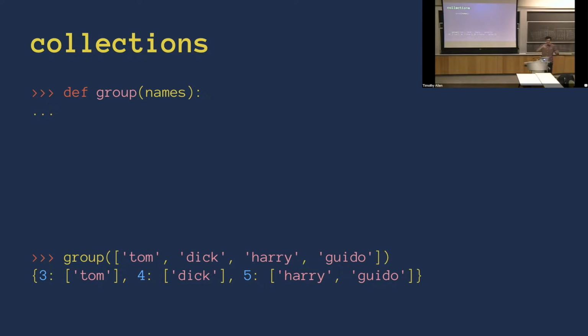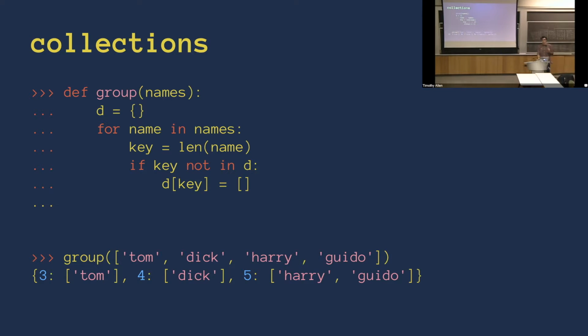Cool. All right, so let's implement this in a naive way, just throw it together. We'll start with an empty dictionary because that's what we need to return. We'll iterate through each of the names. We'll make the key for the dictionary the length of the name, so that'll be 3, 4, 5. If the key is not in the dictionary, we can't just append to it, so we need to say d of key equals empty list. And then if it is there, or after we just set it, we can say d of key dot append name. We're adding name to the empty list that's there, or the list that's already there. And then we're returning the dictionary, and this works.